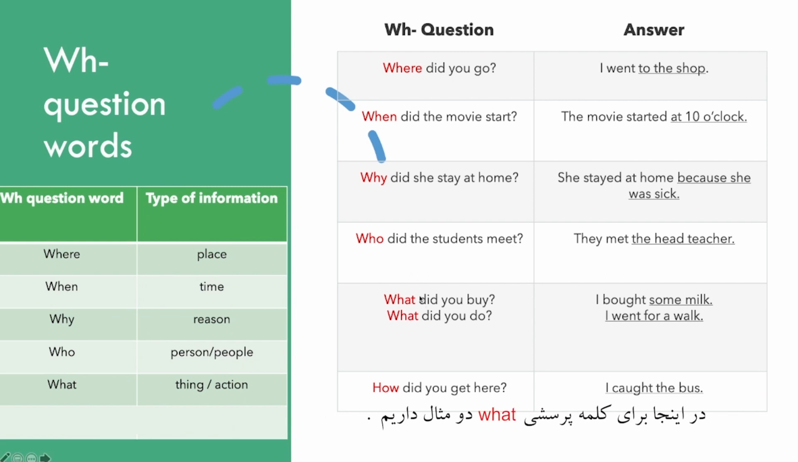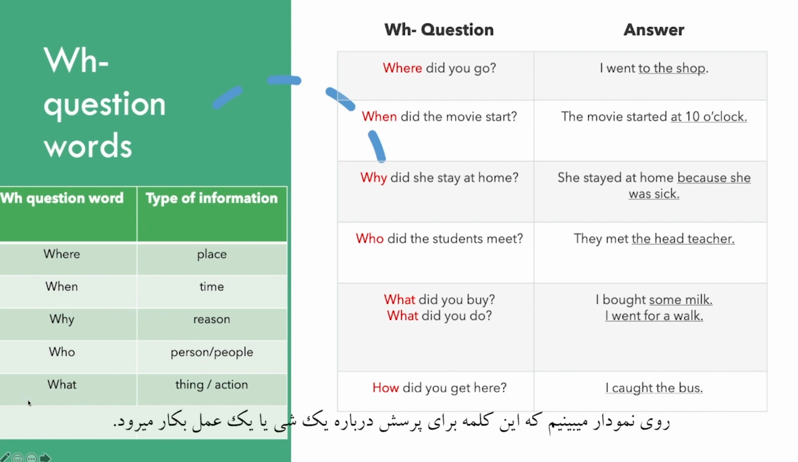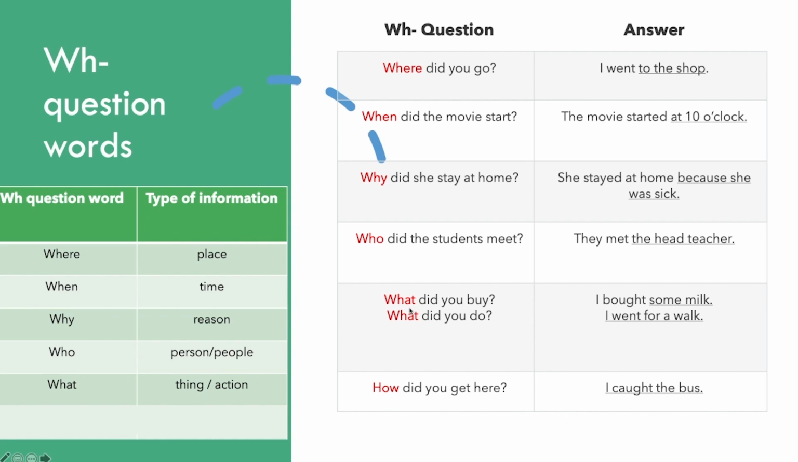Now we have two examples here of what questions. So number one, what did you buy? You can see in the table here, we can use what for a thing or for an action. So what did you buy? I bought some milk. So some milk, is that a thing or an action? Milk is a thing. Okay, so what did you buy? I bought some milk.